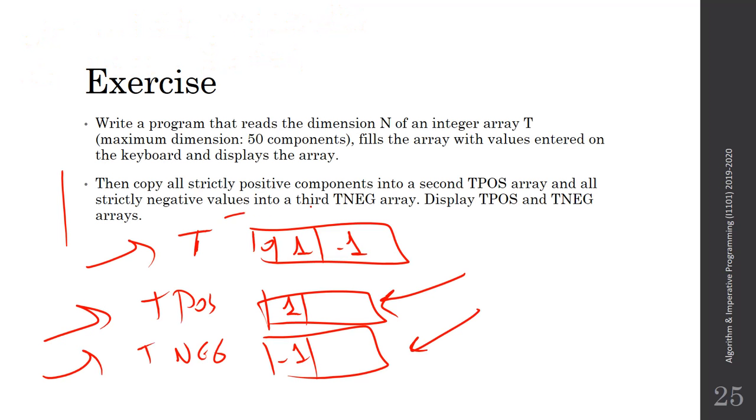I will loop over the array t, and if t of i is positive, I will place it in t positive. If t of i is negative, I will place it in t negative. What does it mean I will place it? I will use counters, n positive and n negative. At first n positive and n negative will start from 0, and when I insert an element at index n positive or n negative, I will increment n positive or n negative. So let's write it here.